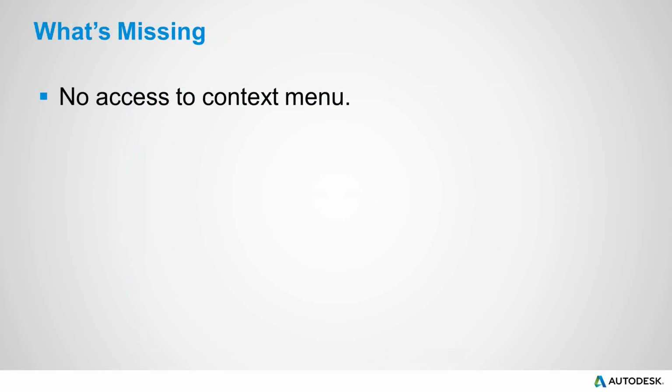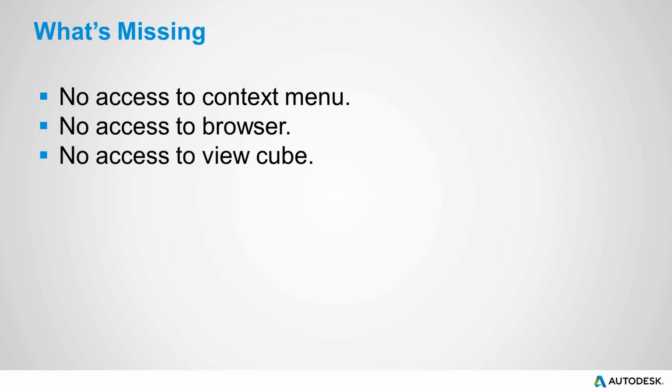So there are some things that are still missing in the API. There's no access to the context menu, so I can't do any customization of it yet. There's no access to the browser, but Fusion doesn't really support any kind of customization there itself yet, so I'm not sure what we would do through the API currently. There's also no access to the view cube. So if you wanted to add a view-related command under that drop down in the view cube, that's not currently possible.